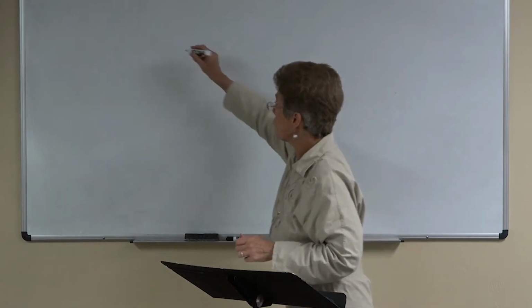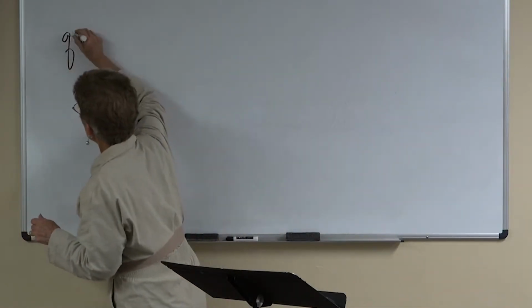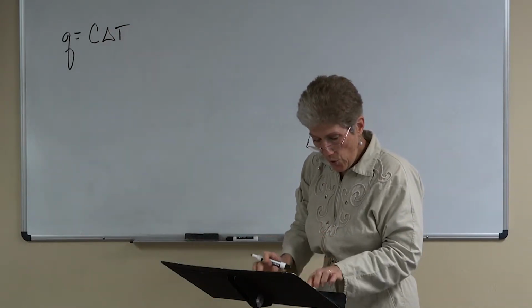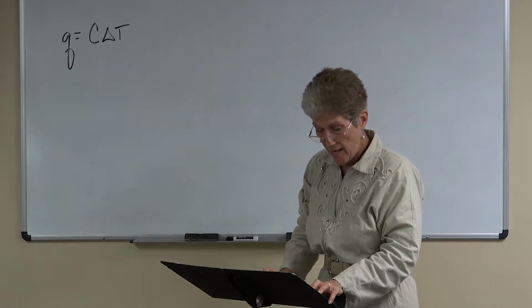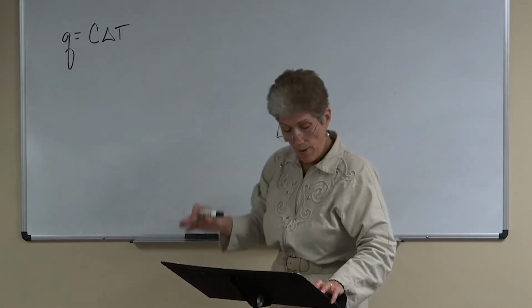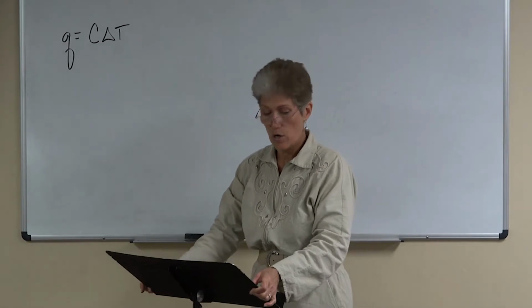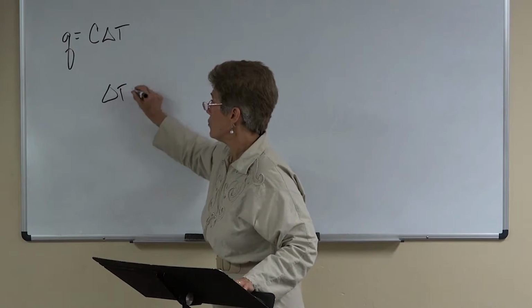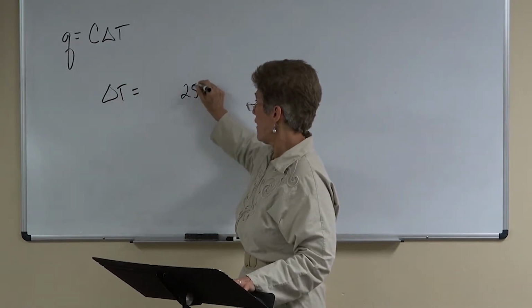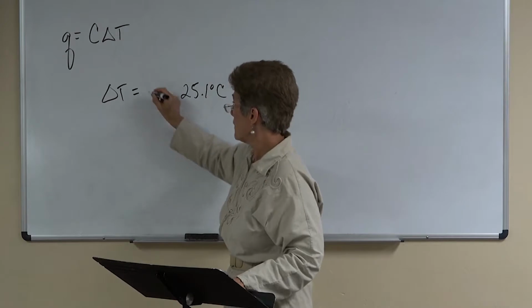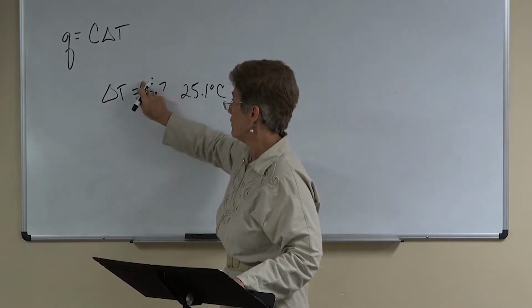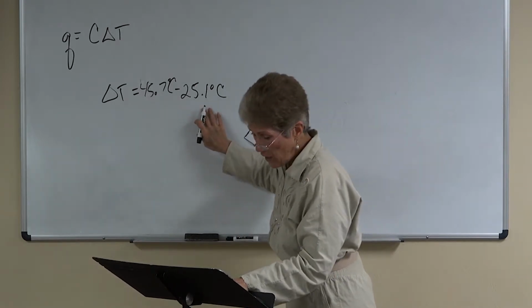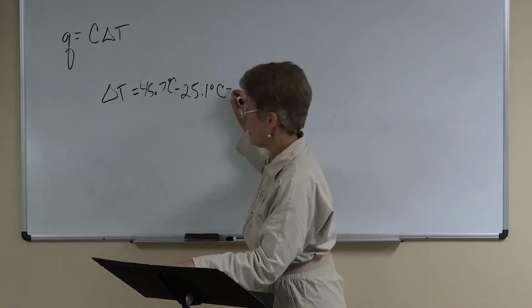Okay, so for number 6, we're going to use Q equals C delta T, because here we are given its heat capacity, not its specific heat capacity. So remember, this is for the whole object, not for a given mass. So it starts out, we're going to find the change in temperature. It starts out at 25.1 degrees Celsius and it ends up at 45.7 degrees Celsius. So that's final minus the initial.